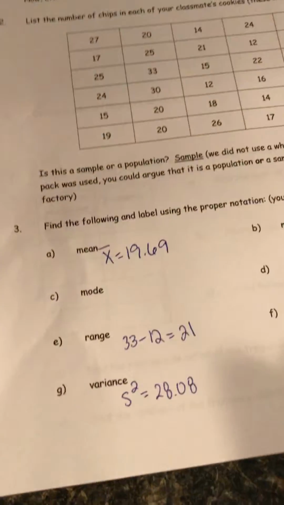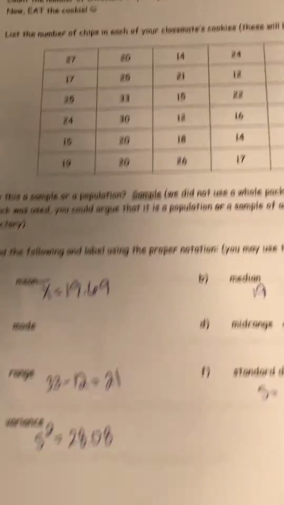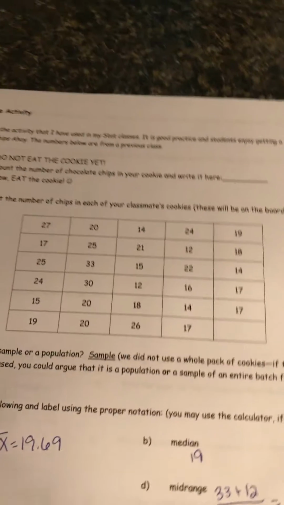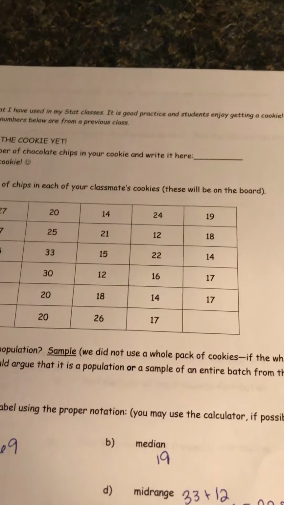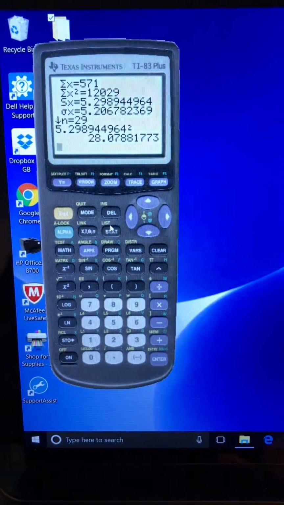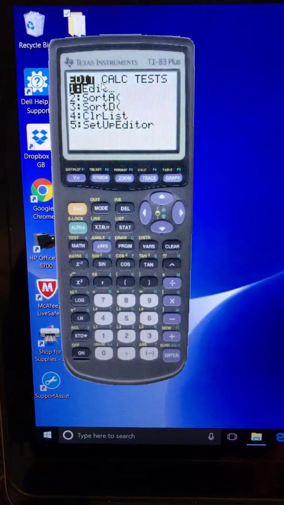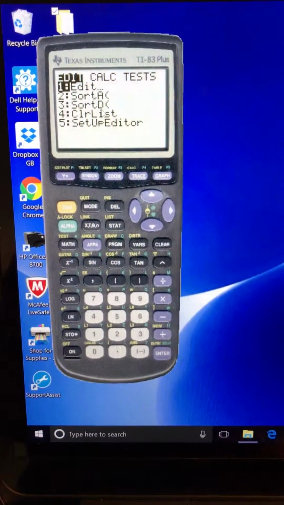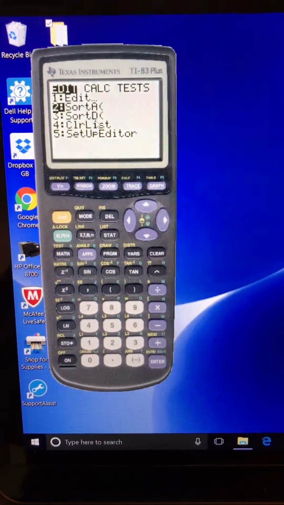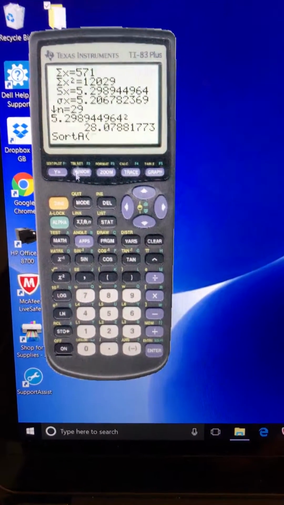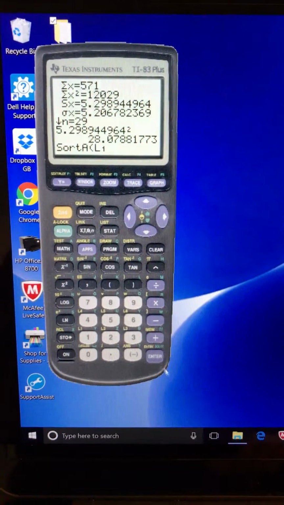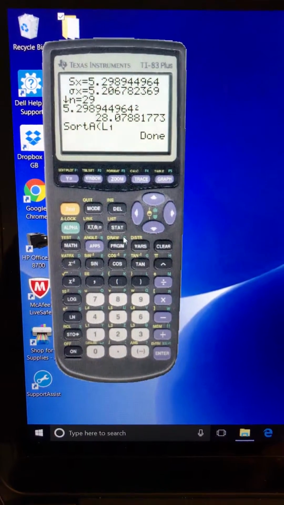28.08. And going back to the mode, so you can obviously look up here and count which one occurs the most. But one kind of quick way to do that, and that way I can show you another calculator trick, is if you go back into stat, you'll see that it says sort A and sort D. Sort A is sort ascending, sort D is sort descending. It doesn't really matter which one you pick. So I'm going to do sort A for ascending, and you have to tell it which list. So second one tells it to use L1. Hit enter, it'll say done.